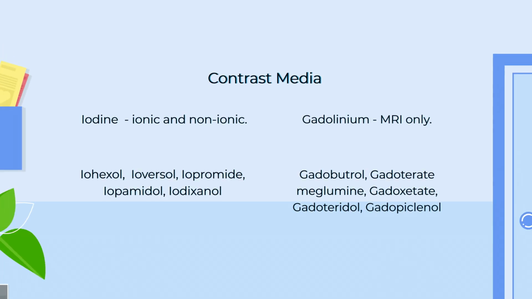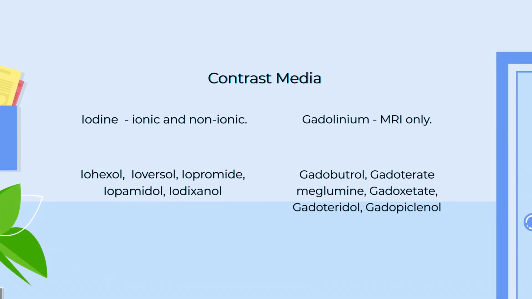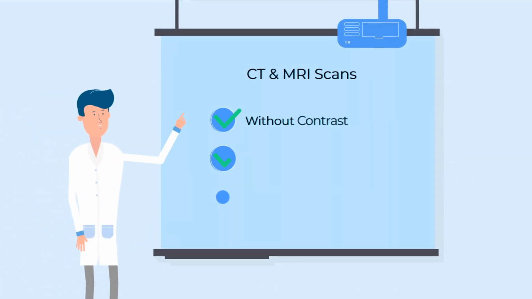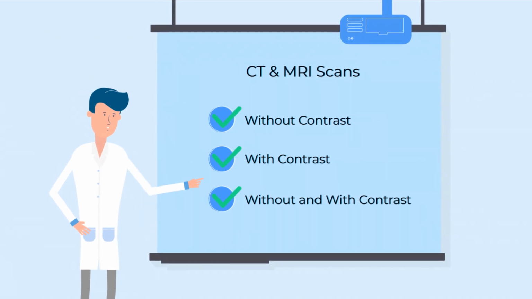In coding and reporting, radiology reports describe the use of contrast under the technique section. Example: CT chest performed with 100 milliliters of iohexol contrast. Using contrast affects which CPT codes you assign: without contrast, with contrast, or with and without contrast.